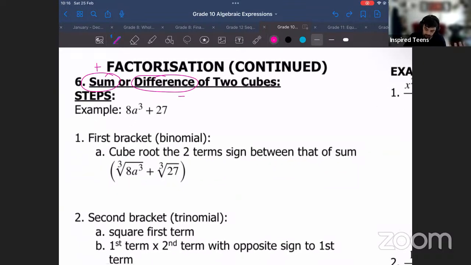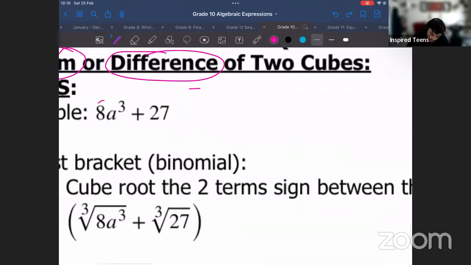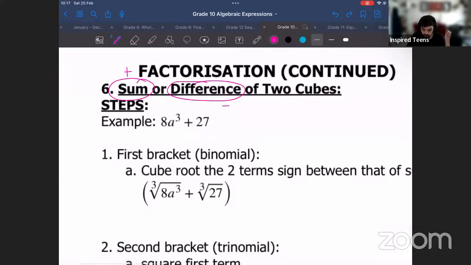Okay, sum or difference, if you were talking about that specific example, sum or difference of two cubes. So plus or minus of two different cubes. Here I have a plus, first criteria check. It doesn't have to be a difference, just either one. Two cubes. Okay, 8a cubed is a cube, of course, so that's a perfect cube. 27 is a perfect cube. So this is a sum or difference of two cubes.